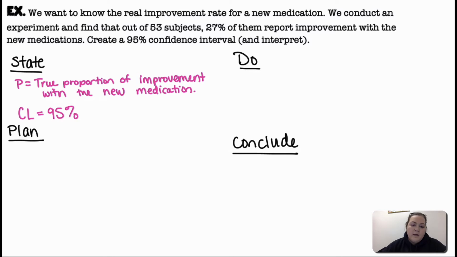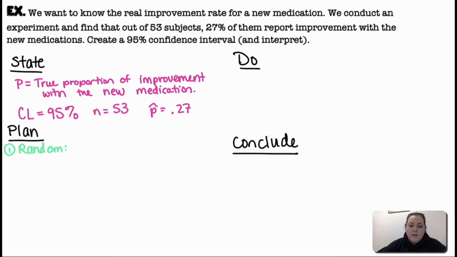For state, I'm going to define my parameter. So p, I'm working with proportions. p is the true proportion of improvement with the new medication. My confidence level is 95%. I'm also going to go ahead and say n, my sample size, is 53, and p hat, my sample proportion, is 0.27. Make sure when you're defining the parameter, you're stating it as p, because it is not p hat. It's the true proportion, so what we're trying to estimate with our sample proportion.